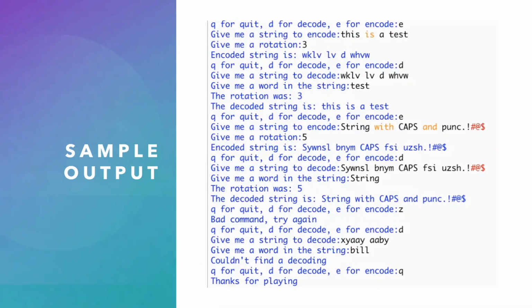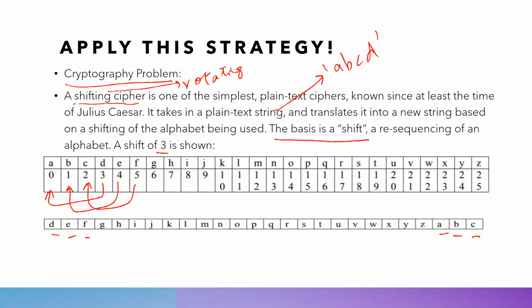The sample output is given here. So for example, if it was E and this is the message to be encoded, you can see 3 is the rotation, right? And so we get WKLV. So we can quickly look at why this is happening, right? So for the word THIS and shift 3, if I go here and look at T, and because we have a shifted alphabet already, right? So this is the shifted alphabet. For T, I will get W, right?